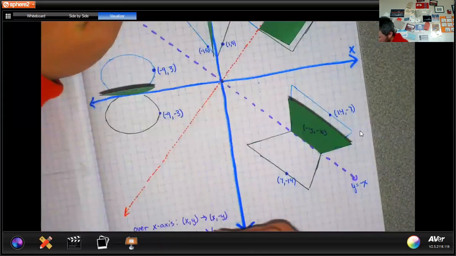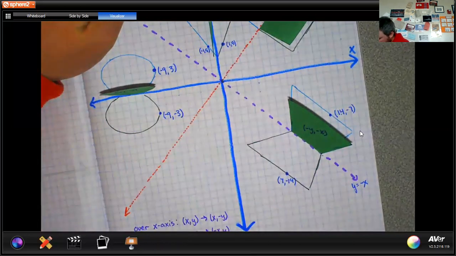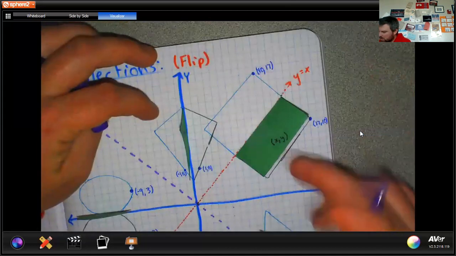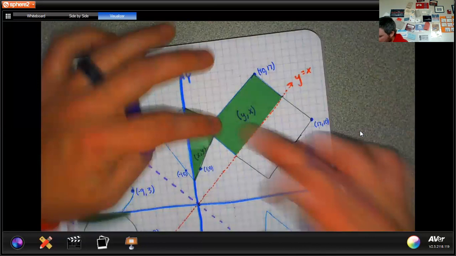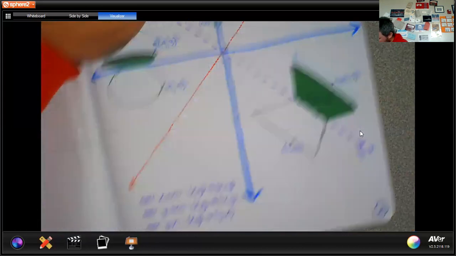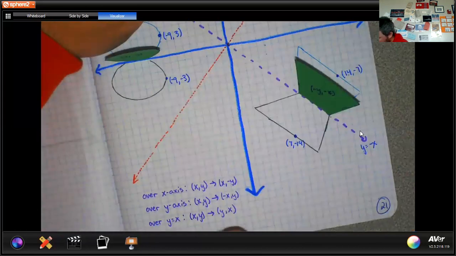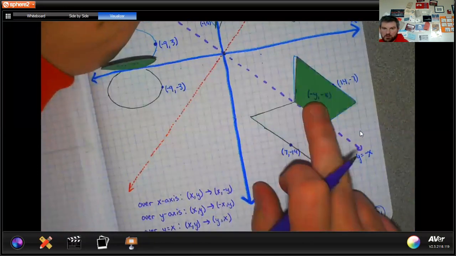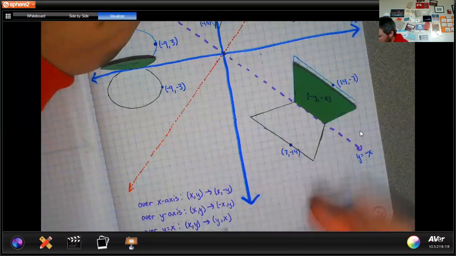The next one is over y equals x. We'll start (x, y), goes to, that's this rectangle, (x, y), and then you have (y, x). They just flipped spots. And the last one was over y equals -x. So (x, y) goes to, that was this one right here. So you had (x, y). When you reflect it over, you get (-y, -x).